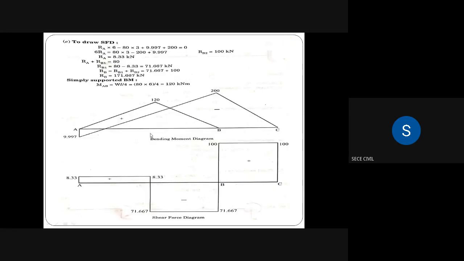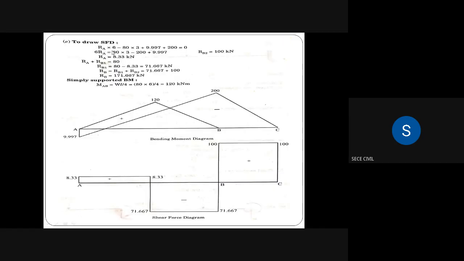Because of RA, we get a clockwise moment, so a positive sign: RA into 6. Then because of the 80 kilonewton load, we get an anticlockwise moment, so minus 80 into 3. We also have two moments, and both are clockwise moments: plus 9.997 and similarly plus 200. That is what is mentioned here.